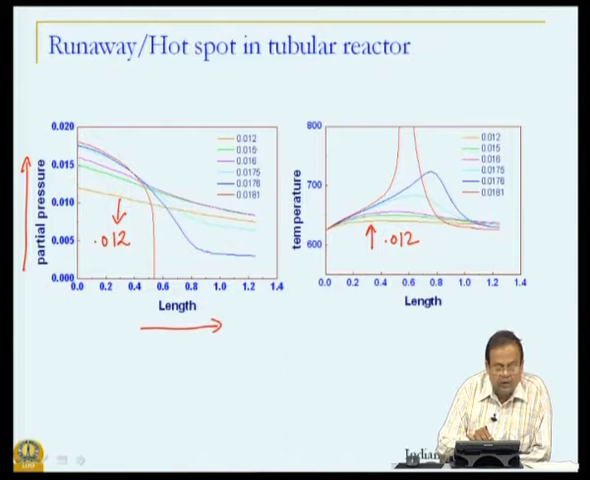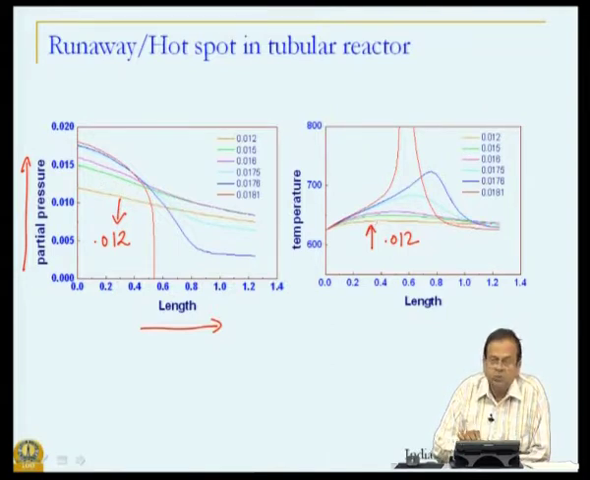But as we are increasing the partial pressure, we notice that the reaction is now progressing rapidly, for the reason that not only is the partial pressure high, because the reaction is progressing rapidly, there is more heat generated. So, temperatures are also high, and because temperatures are high, once again reaction rates are high. So, it is a feedback kind of loop, and these are all the cases that we see.